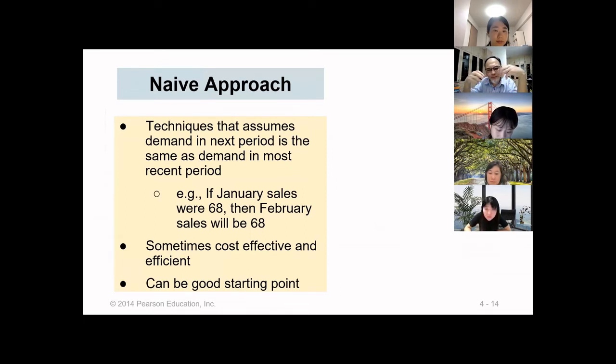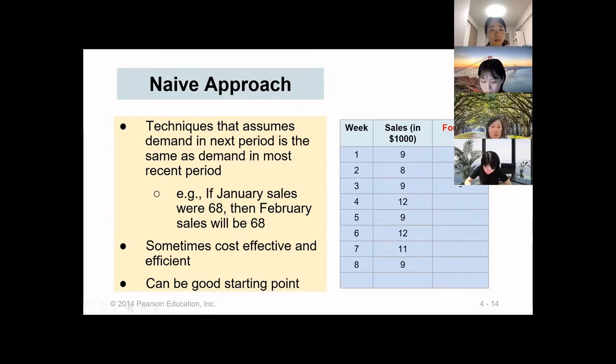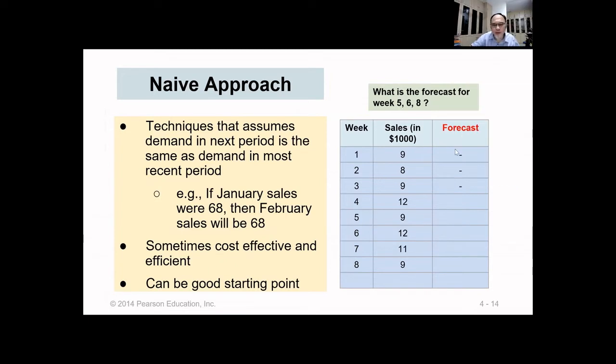For small businesses it is sometimes okay. It is workable. It can be a good starting point. It is cost effective and efficient. Now, what is the forecast for week 5?